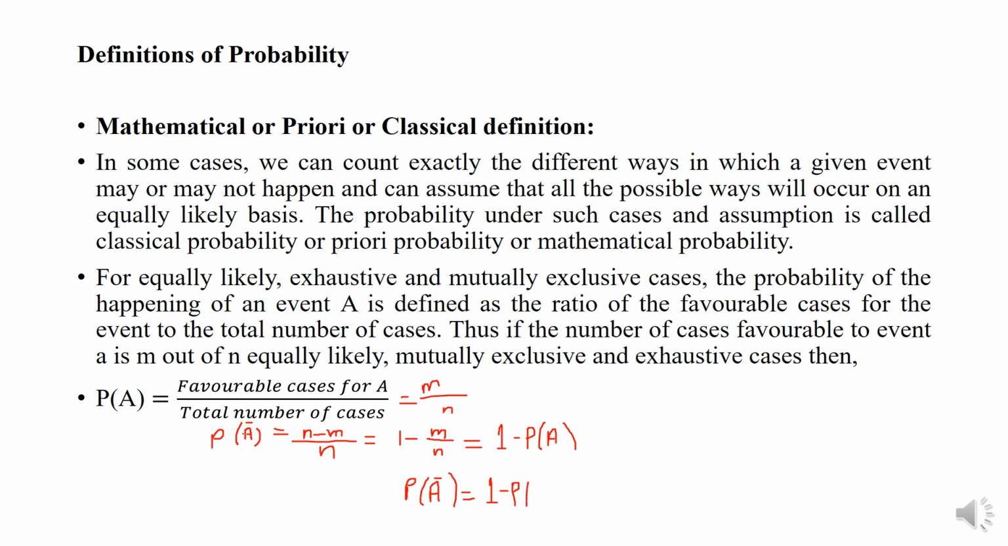So the probability of success and the probability of failure always add up to 1. How? We can write it this way: probability of A, which is the probability of success, plus probability of failure, or we can say probability of A bar, equals 1.